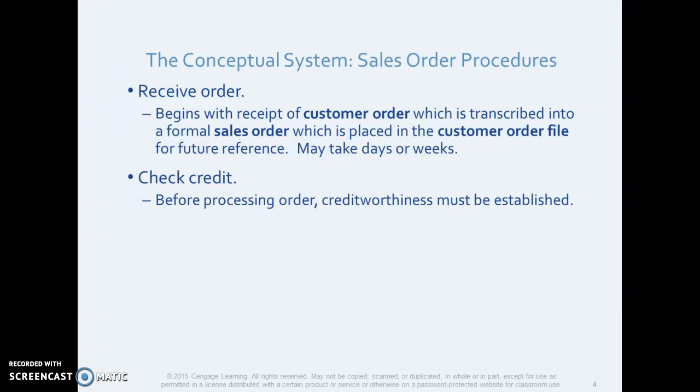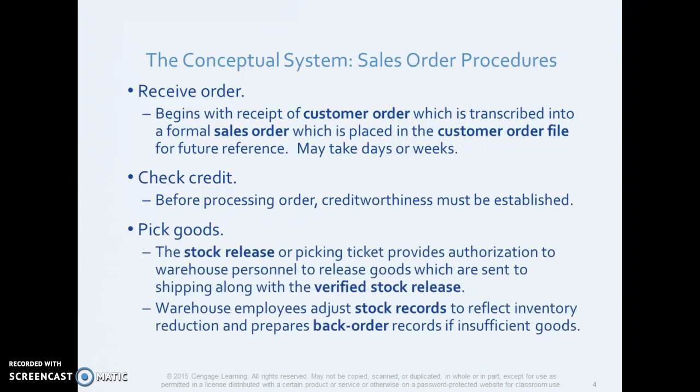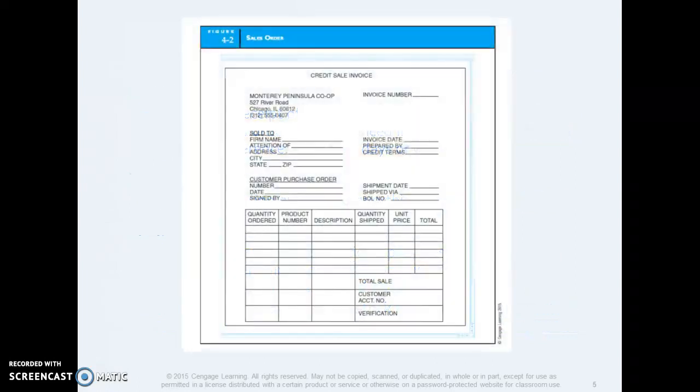You're going to check credit. You want to make sure that whoever you're giving stuff to, selling things on credit, has the ability to actually pay for it. You're gonna pick your goods. So in your warehouse, the goods that you're sending to your customer need to be taken out. The stock release or picking ticket provides authorization to warehouse personnel to release goods which are sent to shipping along with the verified stock release. Warehouse employees adjust stock records to reflect inventory reduction and prepare back order records if insufficient goods.